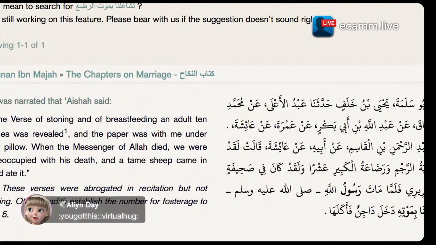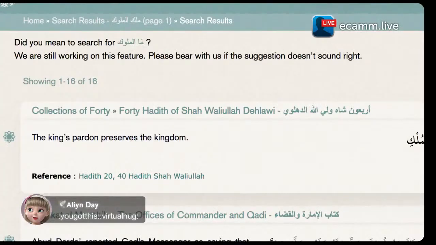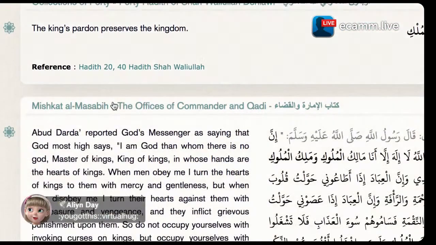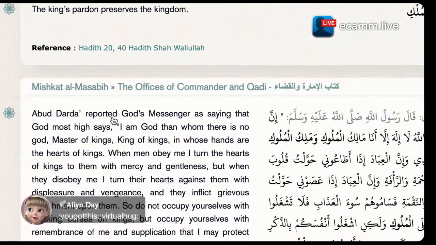Muhammad replaced Jesus on earth, and Allah replaced Jesus in heaven. This is the purpose of Islam. This is why Muhammad said that Islam came to erase Christianity and Judaism.